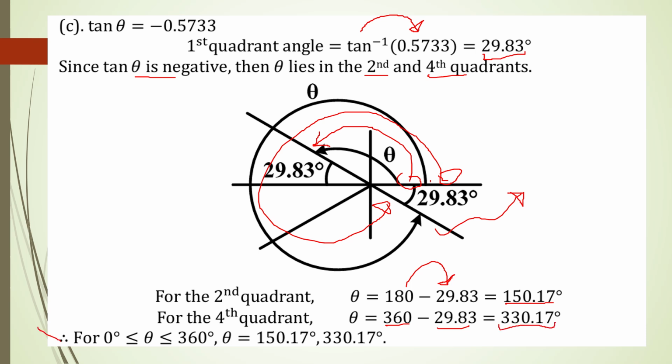So we make a conclusion that for theta to lie between the range of 0 and 360 degrees, our value of theta is going to be two angles. The first angle is going to be 150.17 degrees, and the second angle is going to be 330.17 degrees. Remember, angles must be given to two decimal places.